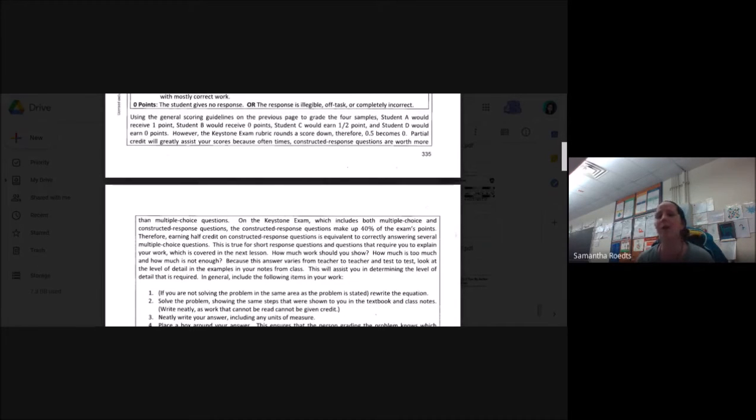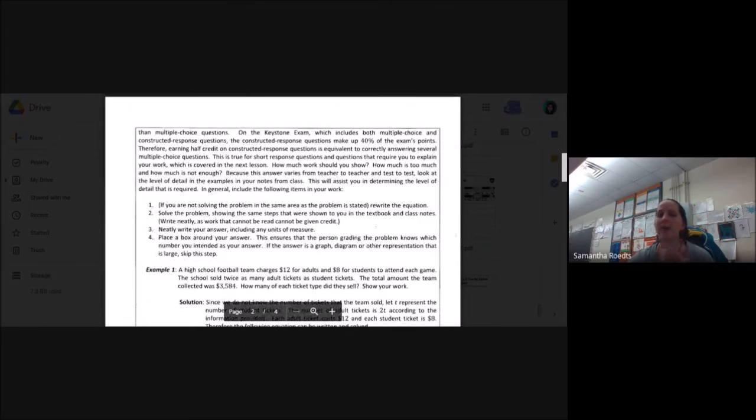In general, include the following items in your work. 1, if you are not solving the problem in the same area as the problem is stated, rewrite the equation. 2, solve the problem, showing the same steps that were shown to you in the textbook and class notes. Write neatly, as work that cannot be read cannot be given credit. 3, neatly write your answer, including any units of measure. 4, place a box around your answer. This ensures that the person grading the problem knows which number you intended as your answer. If the answer is a graph, diagram, or other representation that is large, skip this step.